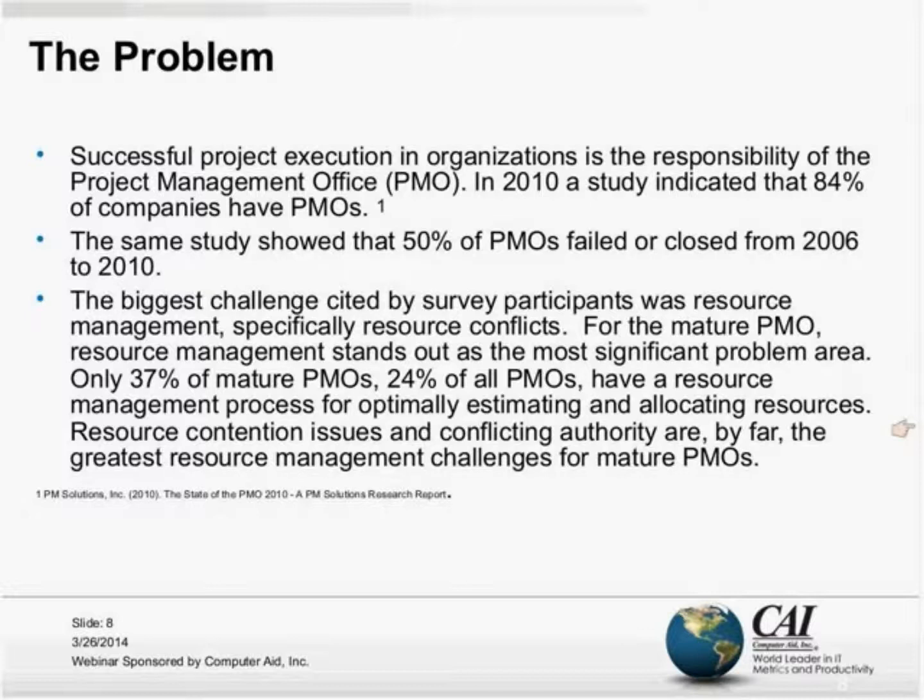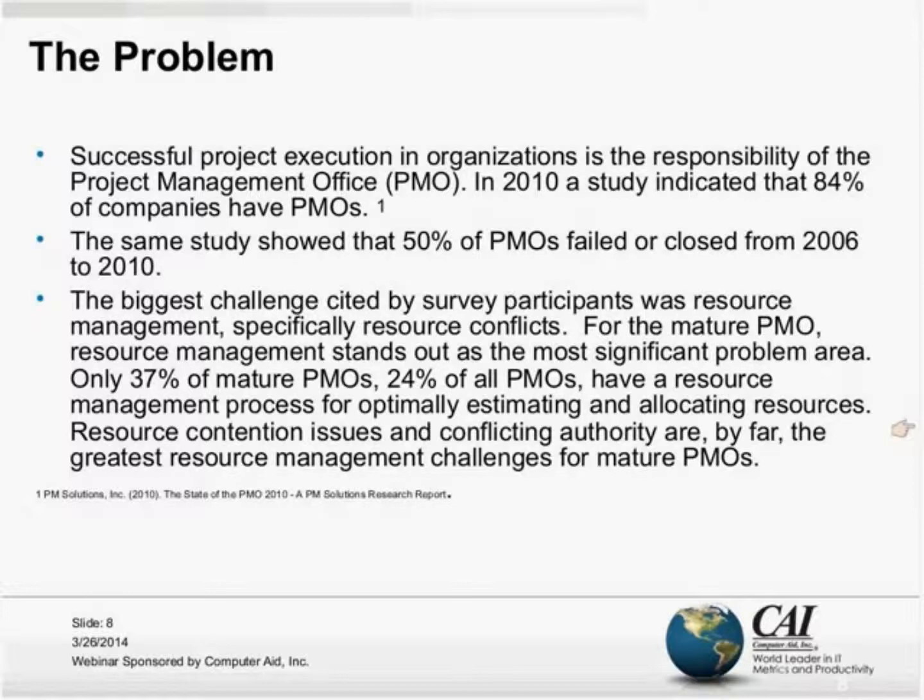is that if you look at the mature PMOs, only 37% of them cited their biggest problem as being able to have a resource management process that optimizes resources and allocating resources, and specifically how to deal with resource contention issues. If you look at all PMOs, that number is actually 24%.